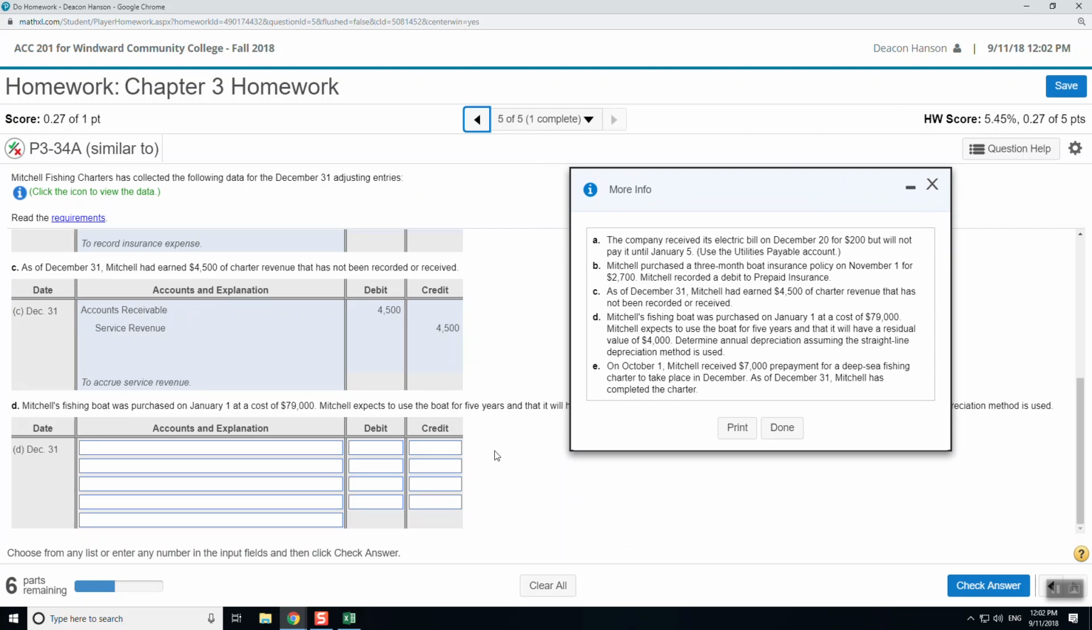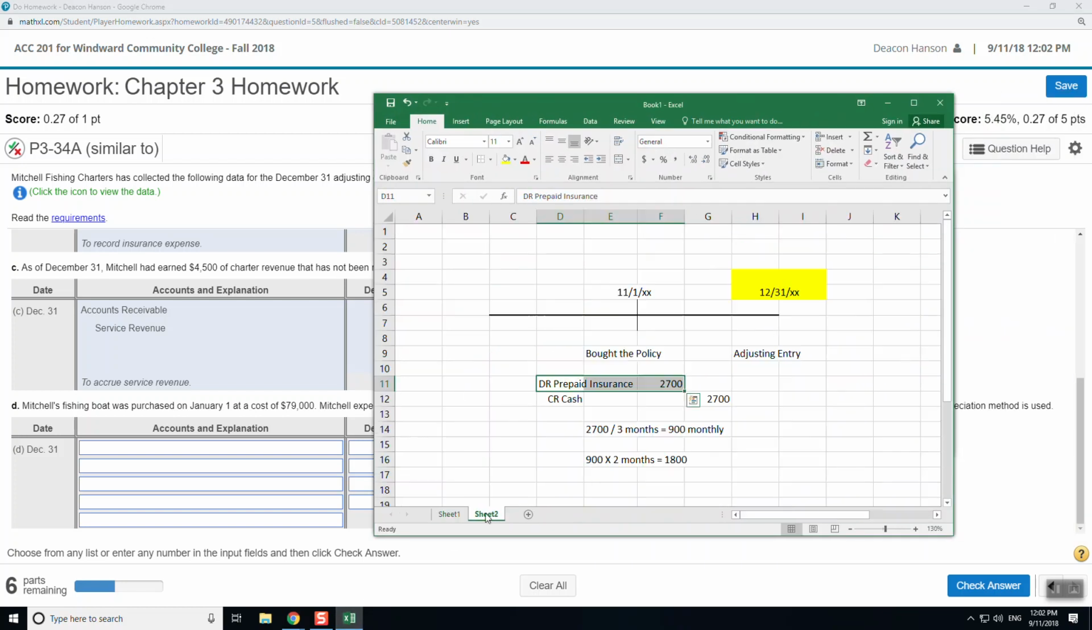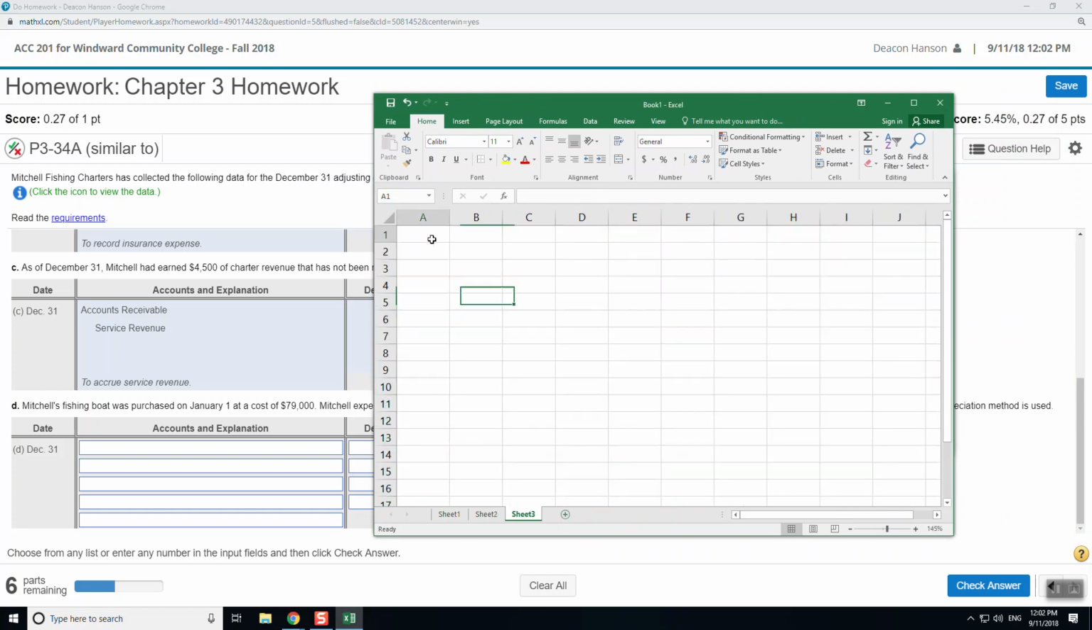Letter D. Mitchell's fishing boat was purchased on January 1st at a cost of $79,000. Mitchell expects to use the boat for 5 years and that it will have a residual value of $4,000. Okay, so we're going to jump now. We're in a future chapter where you compute depreciation expense. Can anyone tell me what depreciation is?